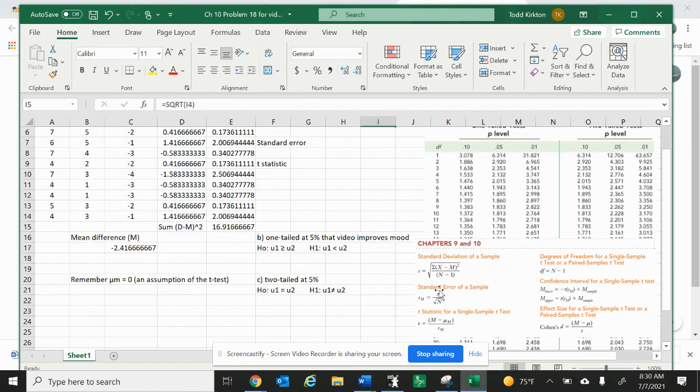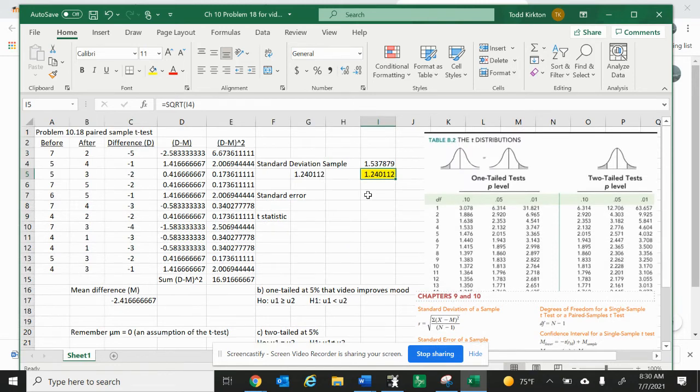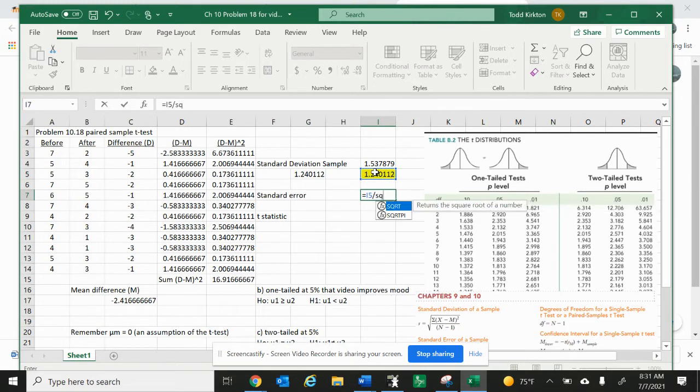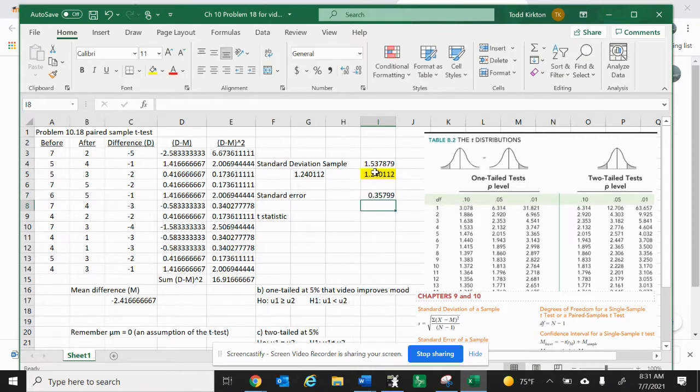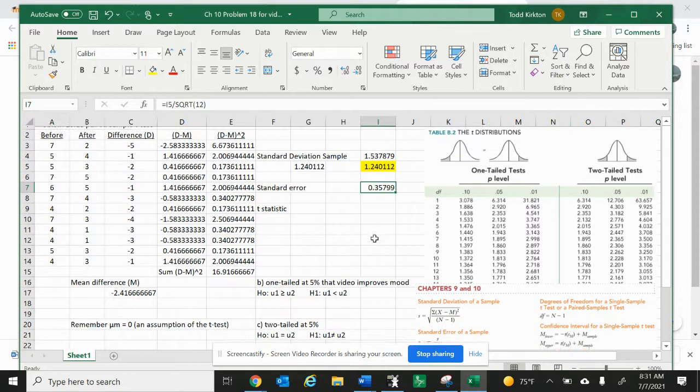Standard error is the standard deviation divided by the square root of n. So standard deviation, we just found it, divided by square root of n. N is the number of values, so there's 12. So there's my standard error.